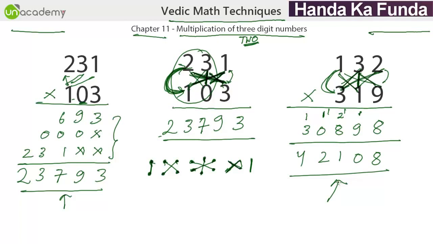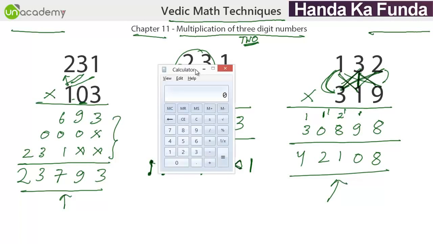So let's use a calculator if you don't trust me. So now we have the calculator. Let's try and calculate 132 into 319 on the calculator. So what do I get here? 132 into 319, and what do we get? We get the exact same answer, 42108. Well, this was just to show you the technique works. I know that the technique works.